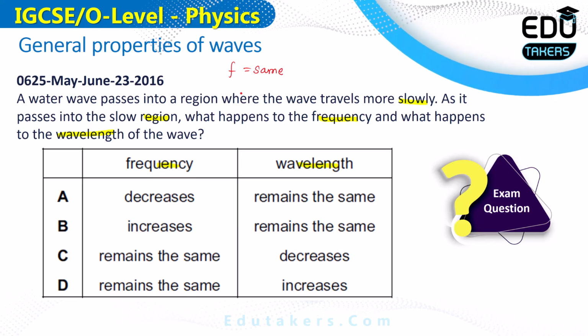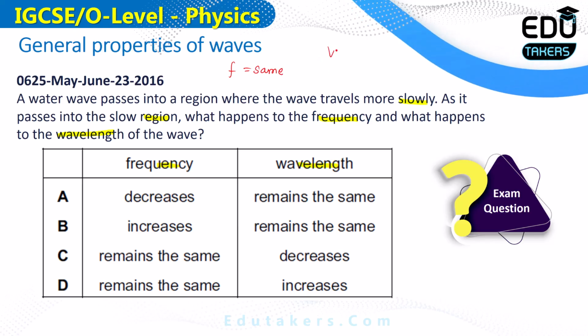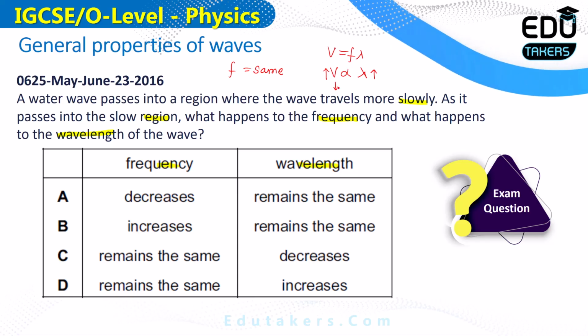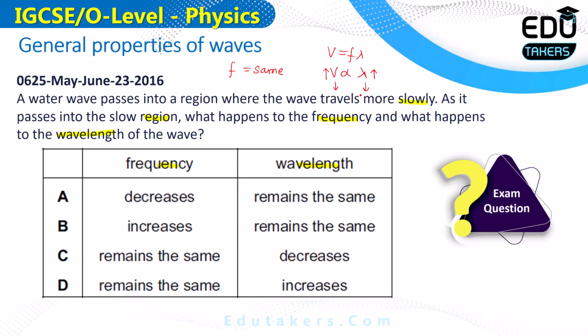What happens to the wavelength? According to the wave equation, V equals F lambda. When the frequency remains the same, the speed of the wave is directly proportional to the wavelength. It means that when the speed increases, the wavelength also increases. And when the speed decreases, the wavelength also decreases. Both of these are directly proportional to each other.